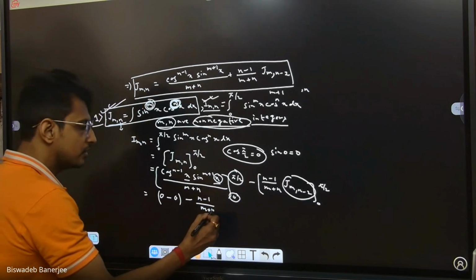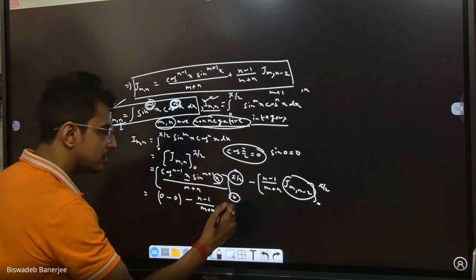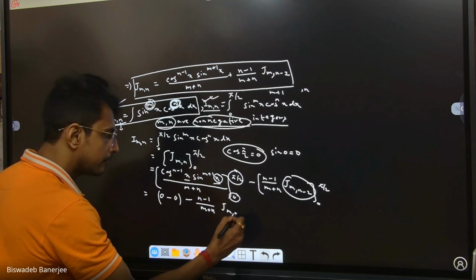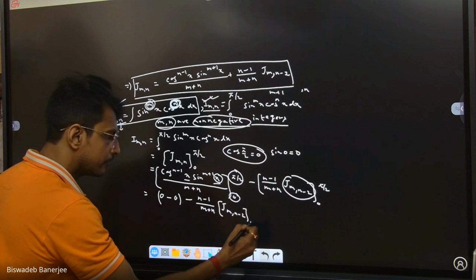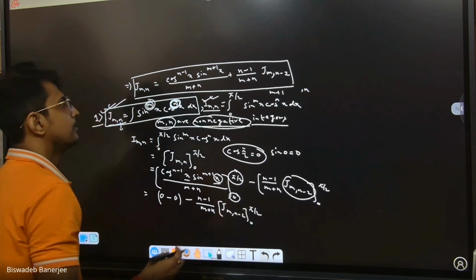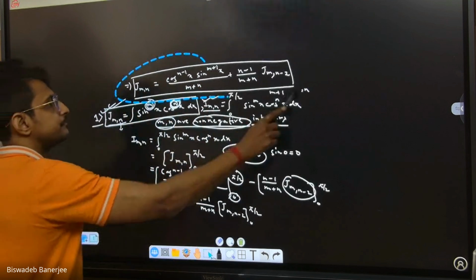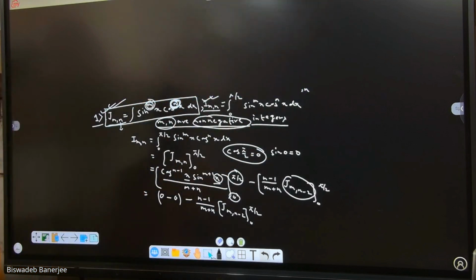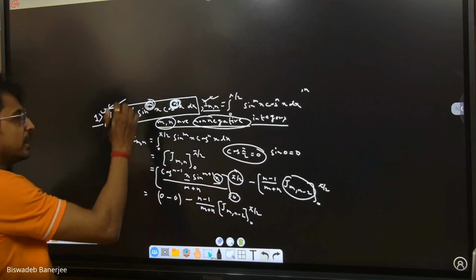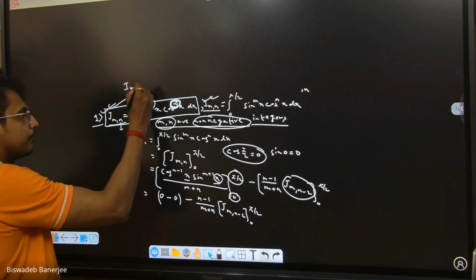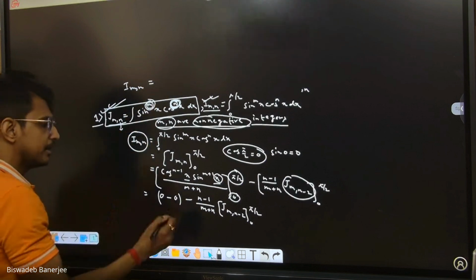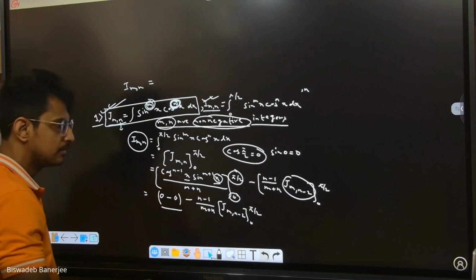It is my constant term. So put the limit over this. Just put the limit over this. So my I_{m,n}, my left hand side is I_{m,n}, right hand side is 0 first part.